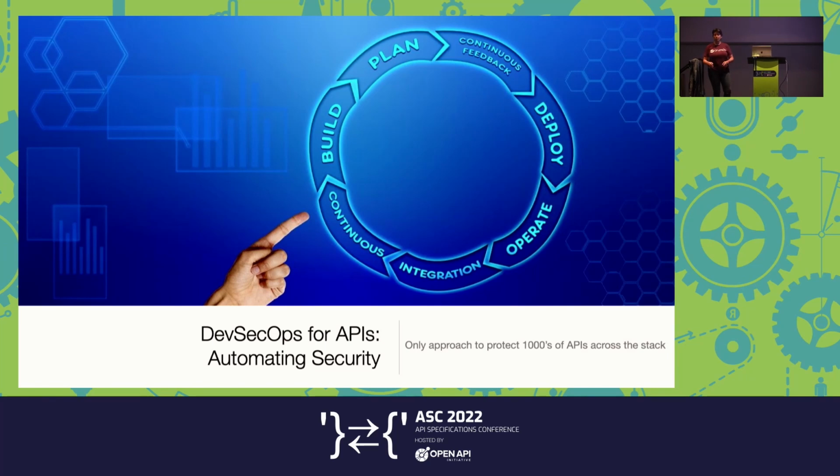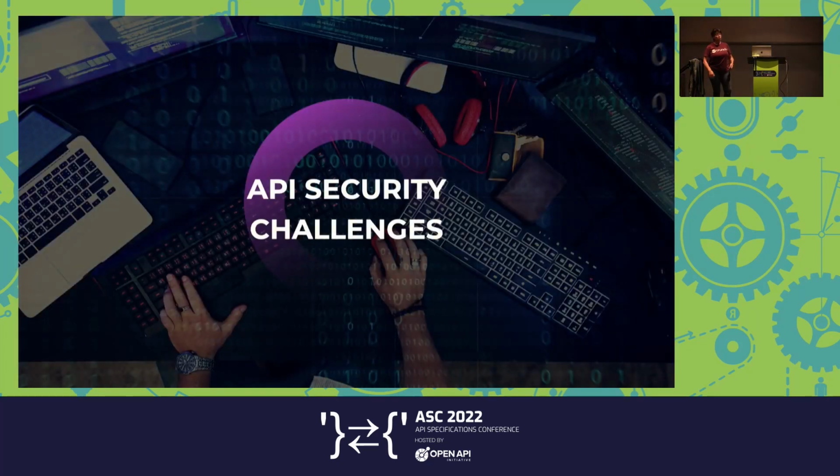So automation basically is our only survival kit here. If we want to do anything, be it functional testing or security testing. This is all about security because that's what I mainly care about, but you can apply this to pretty much anything you have to do as part of the API lifecycle.